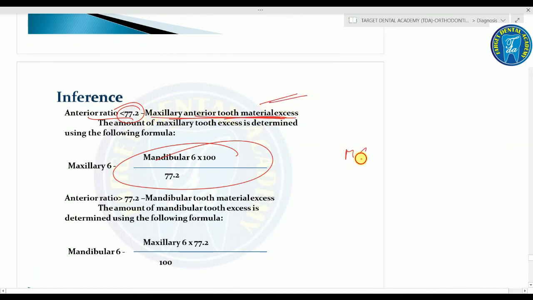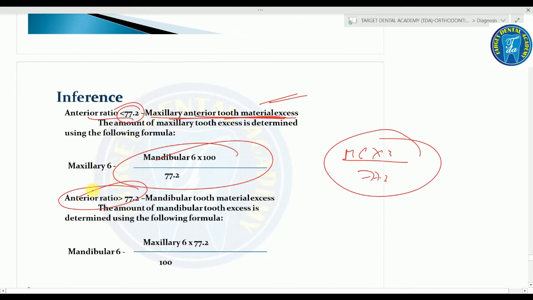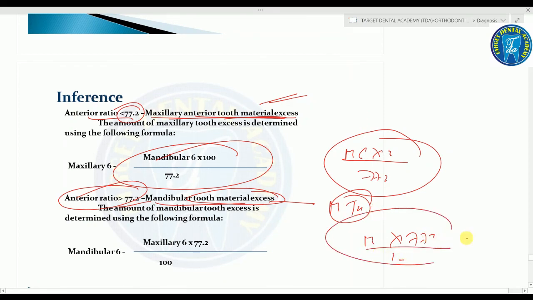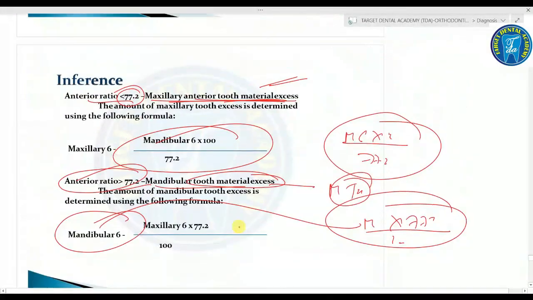The formula is the mandibular 6 into 100 divided by 77.2. If the anterior ratio is more than 77.2, there is a mandibular tooth material excess. The formula is maxillary 6 into 77.2 divided by 100. This is for the mandibular 6. Very important. Please note it down.